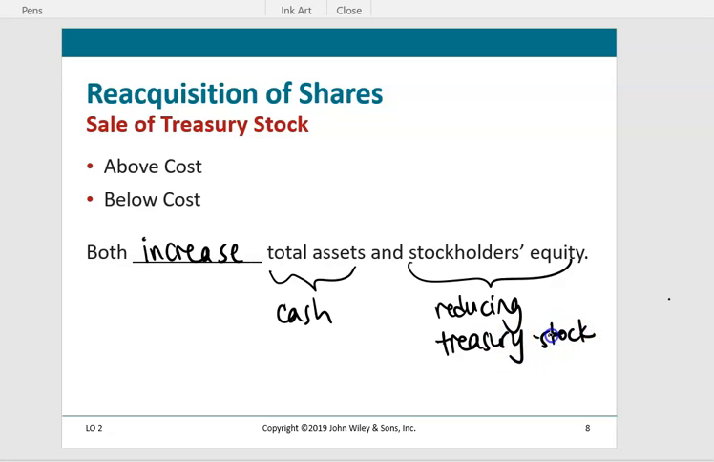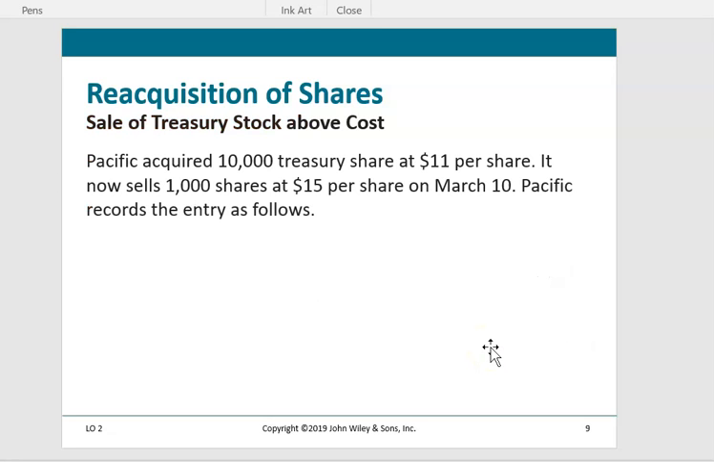So if we reduce a contra account, we are actually increasing stockholders' equity. Let's take a look at our journal entry. Pacific acquired 10,000 treasury shares at $11 per share. It now sells 1,000 shares at $15 per share on March 10th. Pacific records the March 10th entry as follows.